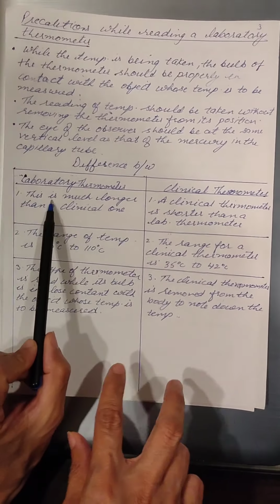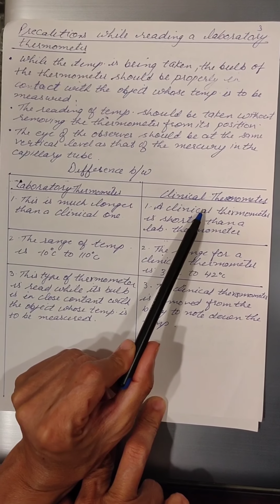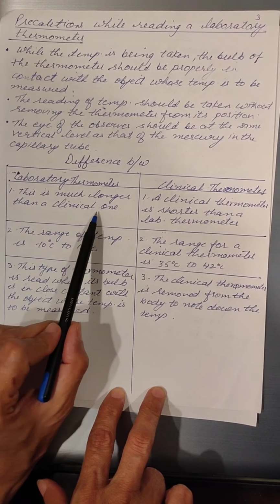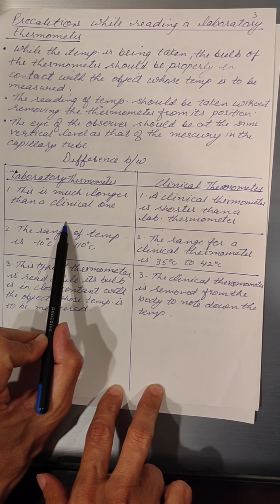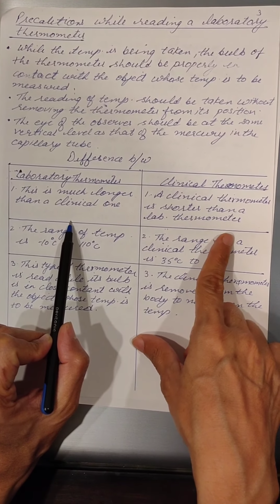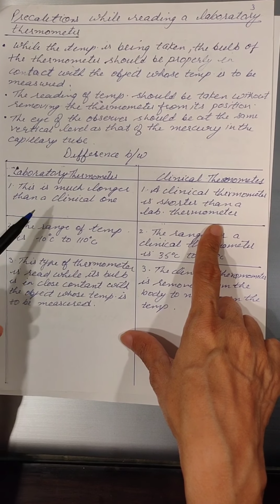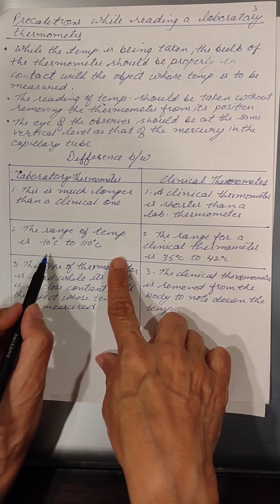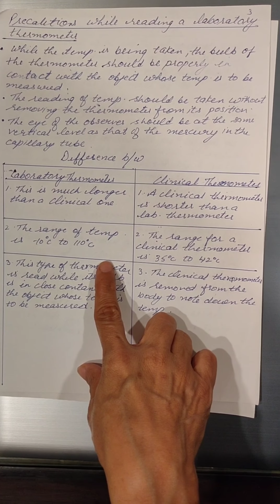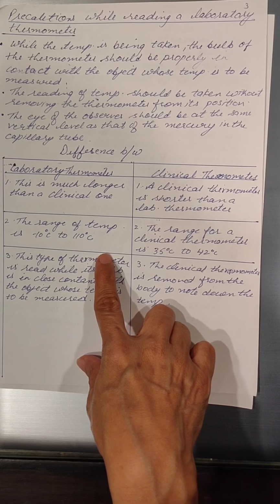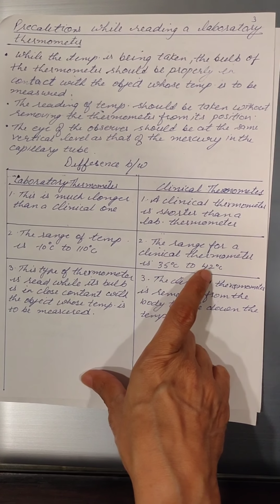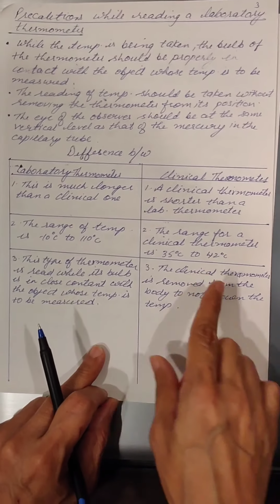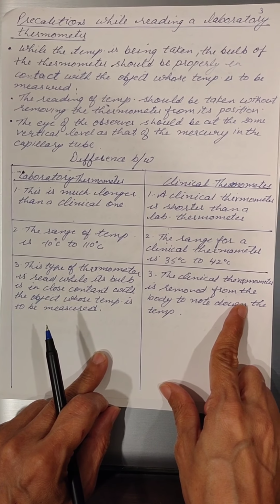Now let's discuss the difference between the laboratory thermometer and the clinical thermometer. The laboratory thermometer is much longer than a clinical thermometer, whereas a clinical thermometer is shorter. I told you this earlier also. Then, the range of the laboratory thermometer is -10 degrees Celsius to 110 degrees Celsius, whereas the range of the clinical thermometer is 35 degrees Celsius to 42 degrees Celsius.